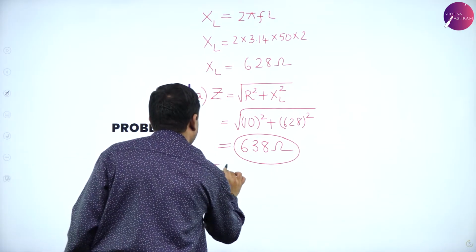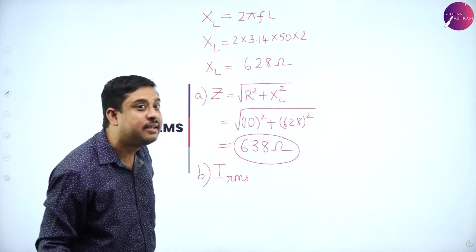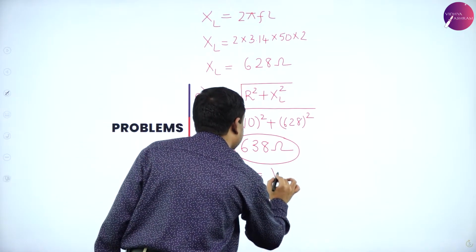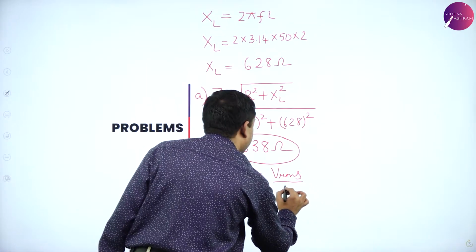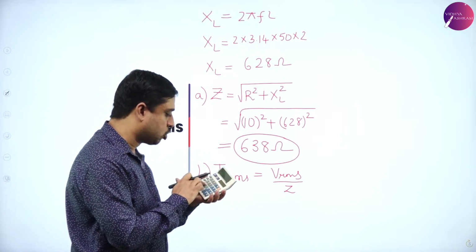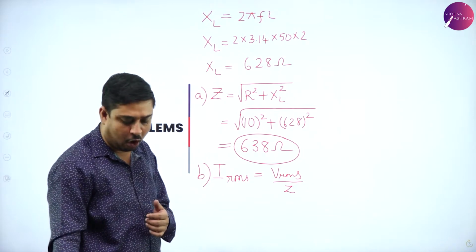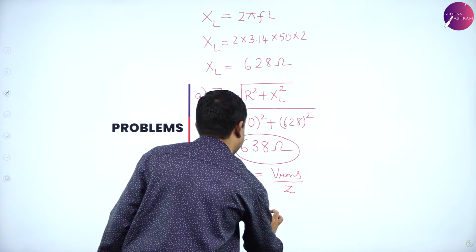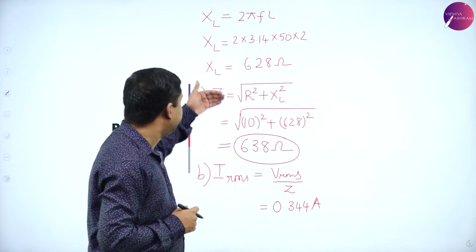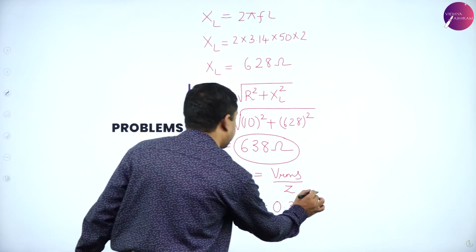Second, IRMS, the value of current in the circuit. As I did in my yesterday's session, what is IRMS equal to? Very good. This is VRMS by Z. So the value is 220 divided by Z, 638, which is 0.344 amperes. Impedance is found, and the current in the AC circuit, which is nothing but IRMS, is got.